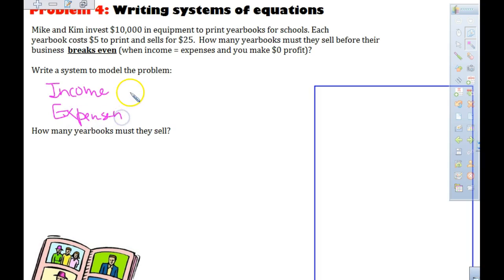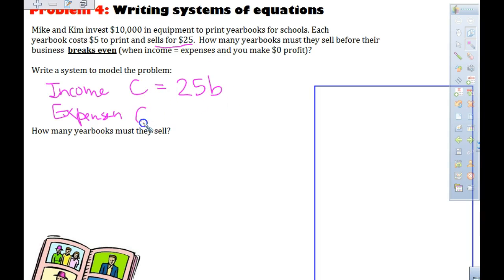When we think about our income, we are going to think about the money we are making. So we might put the cost of the yearbook, so the C, how much money it cost me, is equal to how many yearbooks we sell. And they're selling the yearbooks for $25 a book. So 25 times B, my book.